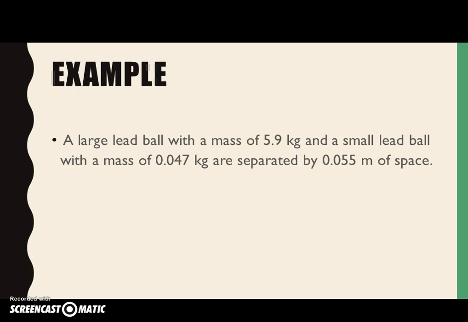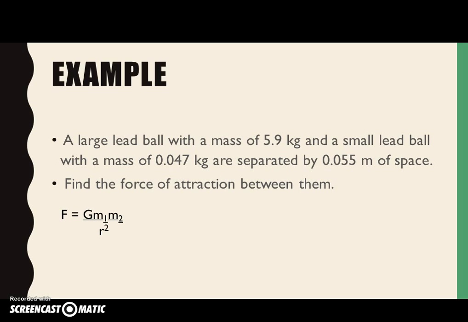So let's look at an example really quick. You have a large lead ball that has a mass of 5.9 kilograms. You also have a small lead ball that has a mass of 0.047 kilograms, and they're separated by 0.055 meters of space. Find the force of attraction between them. So let's look at our formula. We have G, M1, M2, and R. So I gave you two masses. I gave you 5.9. I gave you 0.047. And I gave you 0.055 meters.